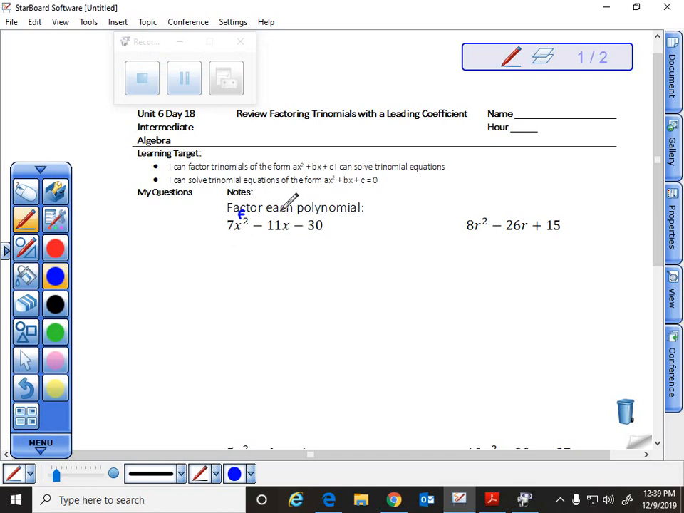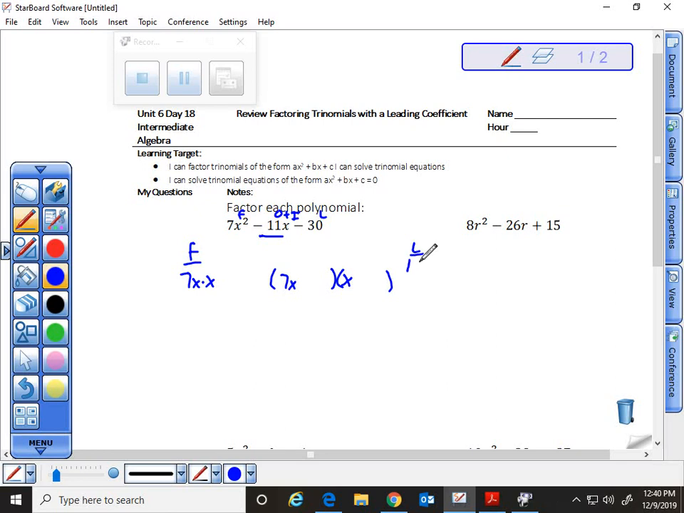The FOIL is going to be, the F will be 7x and x. So the only way to get 7x squared is 7x times x. So I know right off the bat that I will have a 7x in one and an x in the other. And then my O and my I added together has to be negative 11, and my last term multiplied together has to be negative 30. So when I think of negative 30, I think of one positive, one negative.